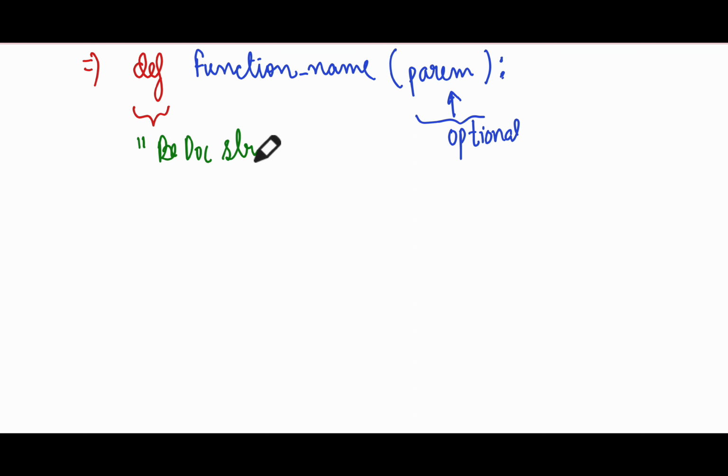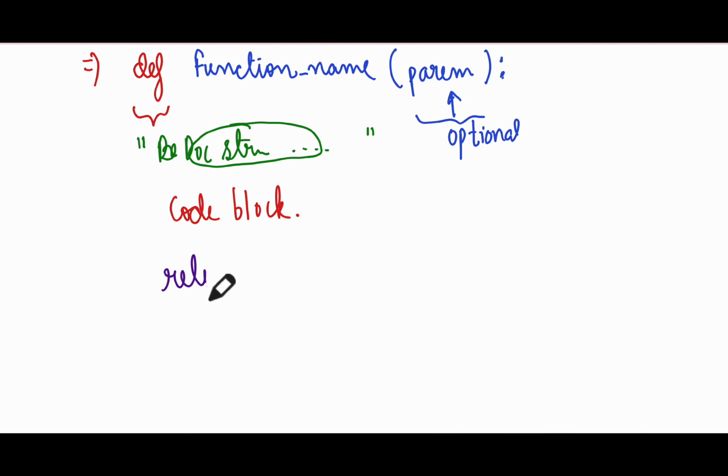You can write any text, because there are a lot of functions in a big code. So how do you get to know which function is doing what? Technically it's like comments inside a function. So you're writing a comment here. After this lies your code block, and the must-have after writing any function is a return statement. A function has to return something. If you don't return, it will give you an error. It can have any value.